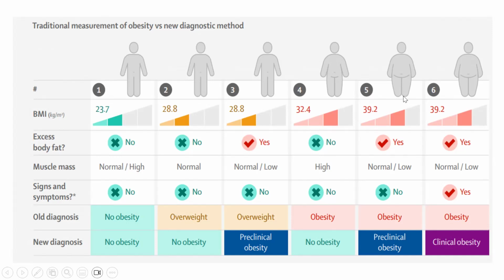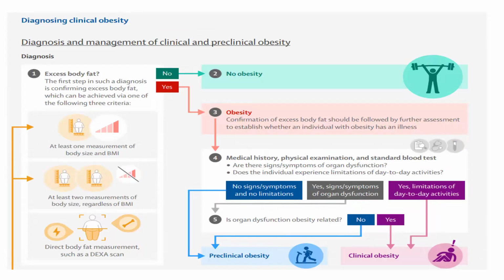What about patient scenario 5? We have a very high BMI, 39.2. Excess body fat, yes. Muscle mass, normal to low. Signs and symptoms of obesity, no. And the patient in the old classification will be labeled as obesity, whereas in the new classification, the patient will be labeled as preclinical obesity, even though he has a BMI of 39.2. Now, BMI of 39.2, excess body fat, yes. Muscle mass, normal to low. Signs and symptoms of obesity, yes. Old classification patient labeled as obesity, new classification patient definitely labeled as clinical obesity. So this summarizes all what we discussed in the previous slide.